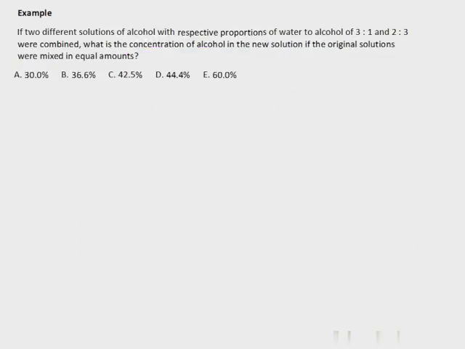If two different solutions of alcohol with respective proportions of water to alcohol of 3:1 and 2:3. So I have solution 1 and it has water to alcohol in the ratio 3:1. And solution 2 has water to alcohol in the ratio 2:3. That's the basic information. And now solution 1 and solution 2 are combined in equal proportion. What is the concentration of alcohol in the new solution?